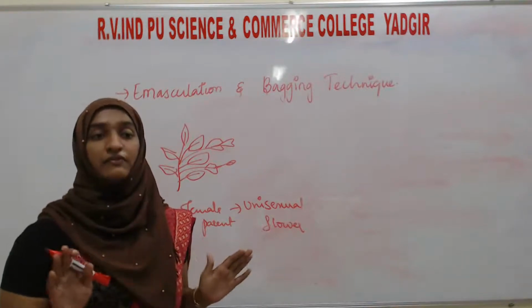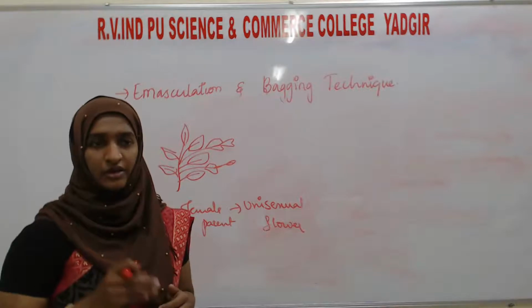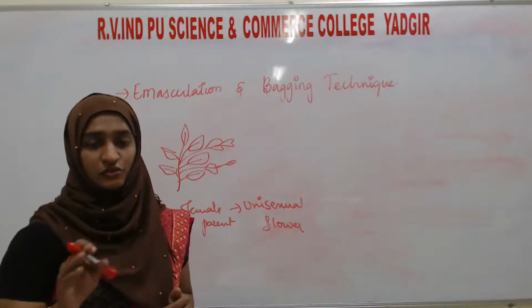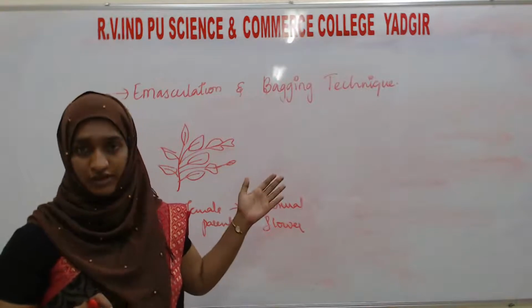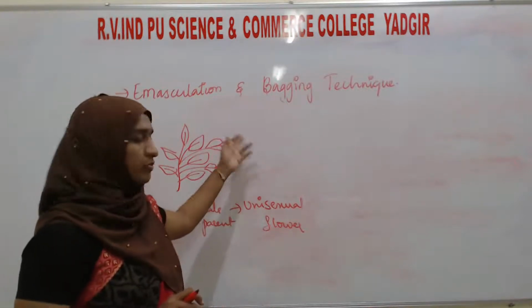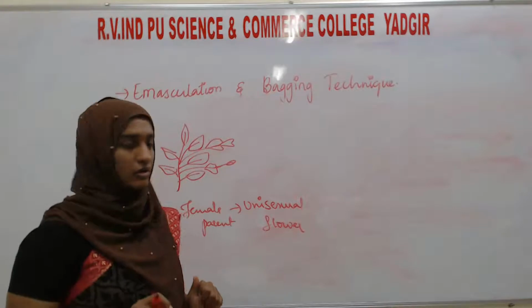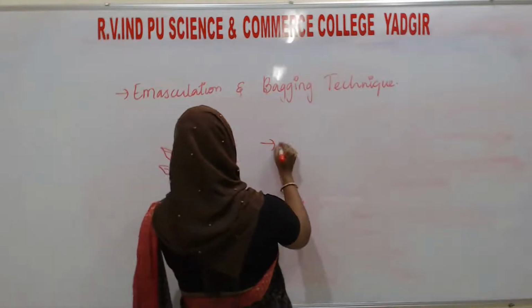So there is no need of emasculation. There is no need to remove the anther, because there is no chance of self pollination, and only cross pollination can take place. So no need of emasculation.